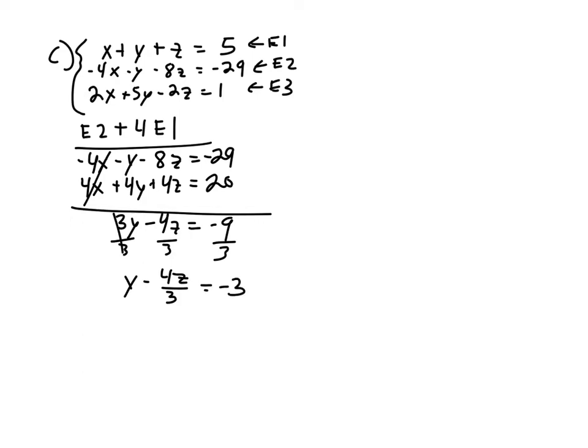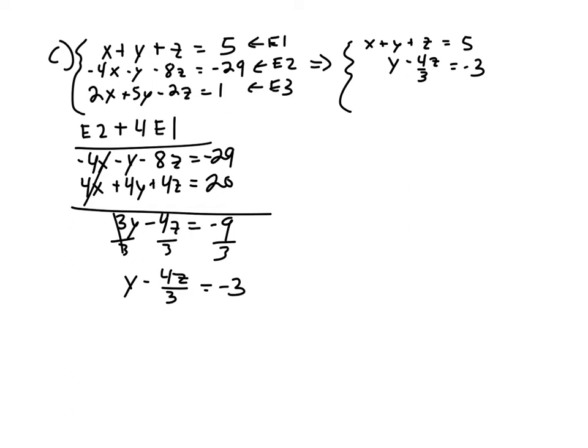Okay, so let's go ahead and start writing our updated system. So the first one, we didn't change: x plus y plus z equals 5. Now the new equation 2 is y minus 4/3 z equals negative 3. Okay, so we still need to update the last equation, equation 3.